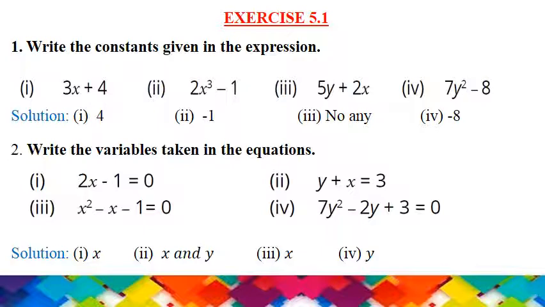In the second one, y plus x is equal to 3. So two variables are involved in this question, that are y and x. In the third one, x square minus x minus 1 is equal to 0. So in this question only one variable is involved, and that is x. In the fourth one, 7y square minus 2y plus 3 is equal to 0. Again only one variable is involved, that is y.